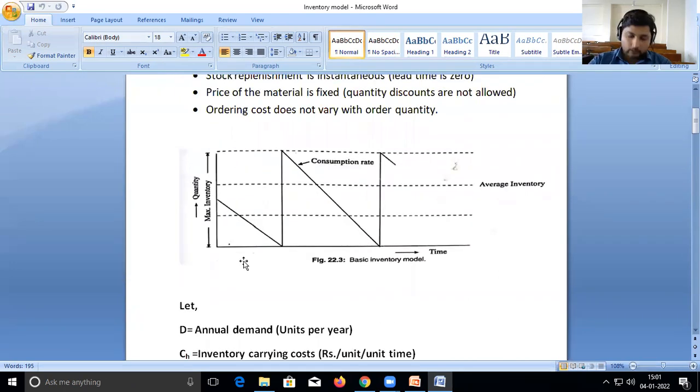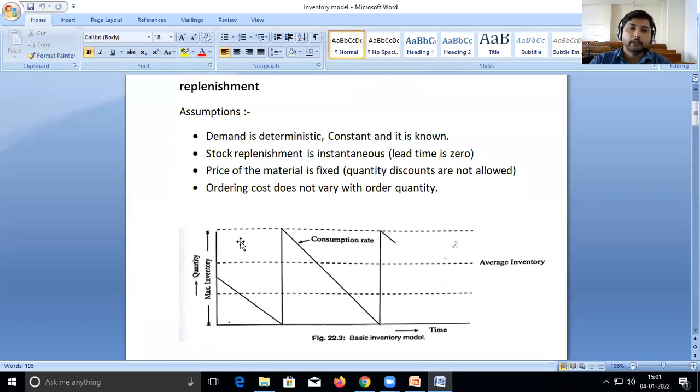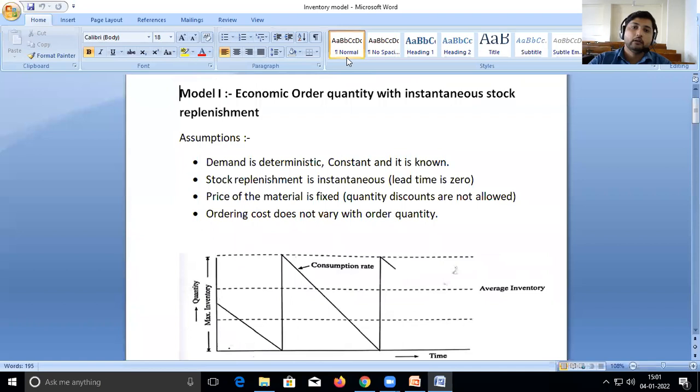The remaining part we will discuss in the next lecture, but you can write the heading. I will not dictate these things in the next lecture. So write down Model 1, economic order quantity with instantaneous stock replenishment. In that, write down assumptions.